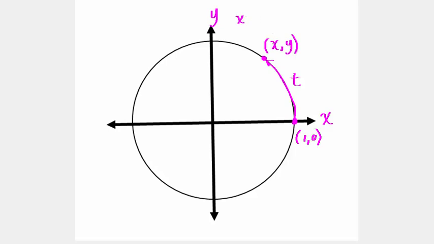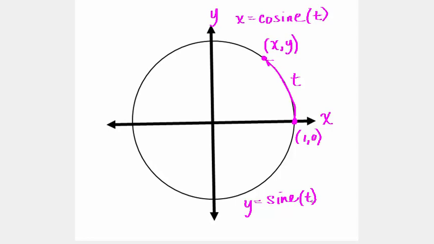The x value of this coordinate is what is called the cosine of our t value for our arc. So the cosine of t, where cosine is the name of the function and t is its input, which is our arc length, is the x value of the terminal point of this arc. Then, similarly, the y value of that terminal point is the sine of our arc t.